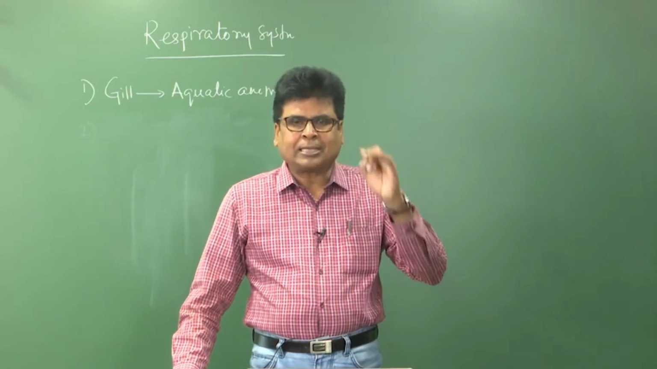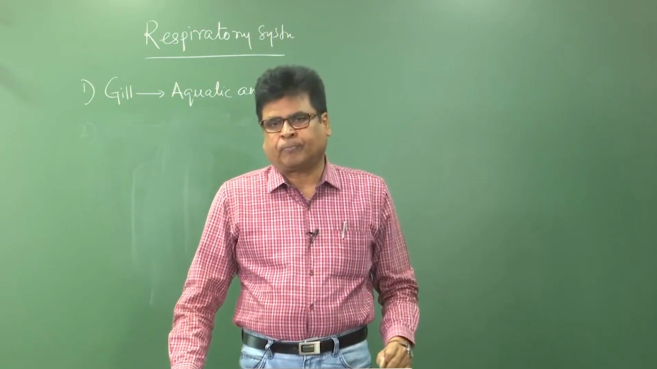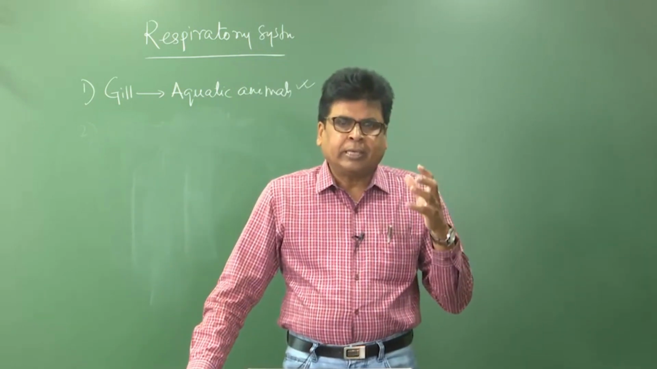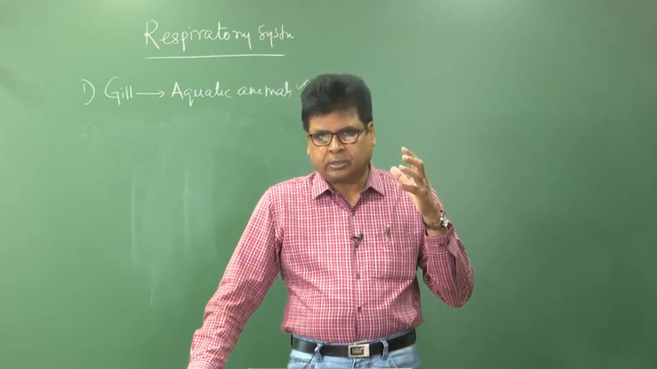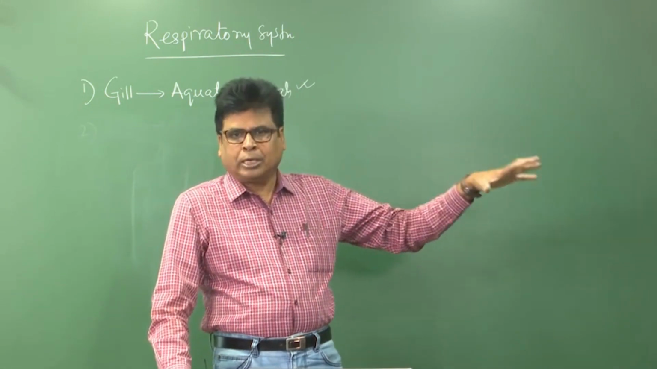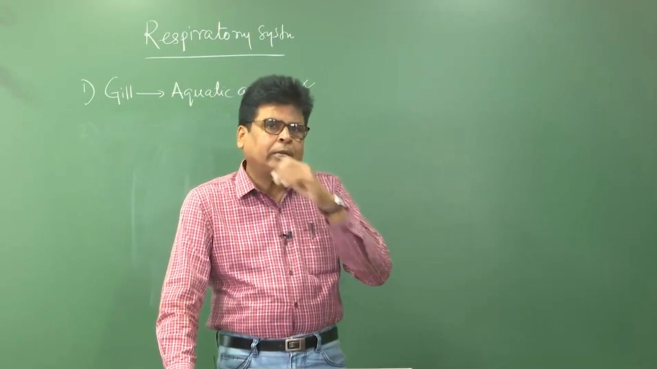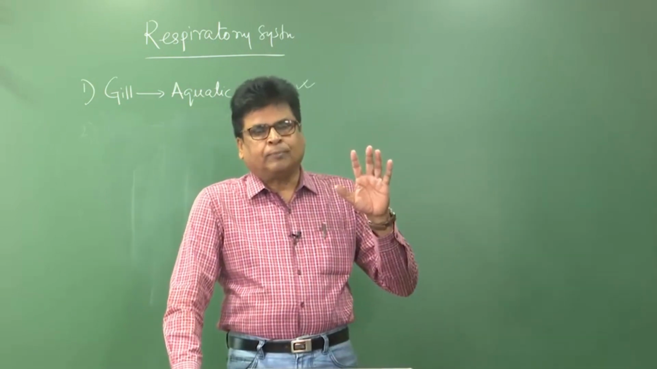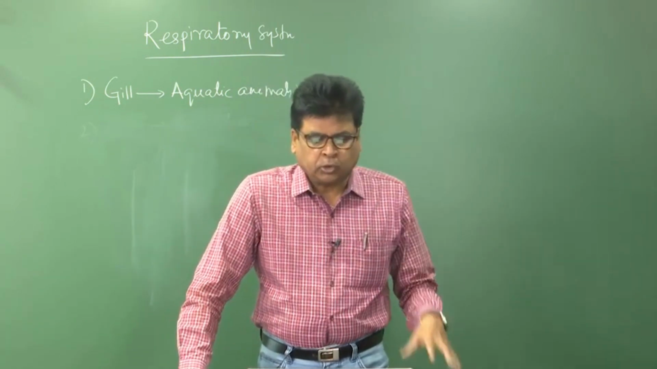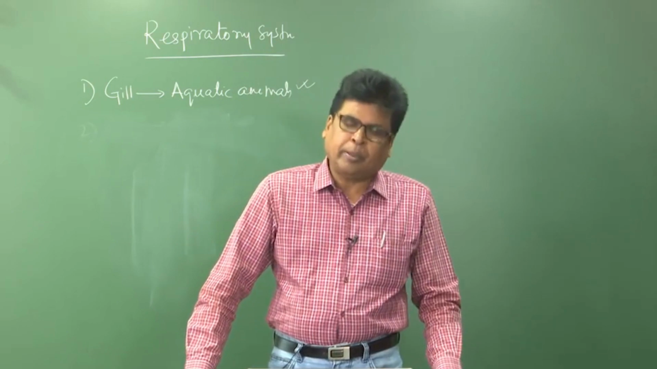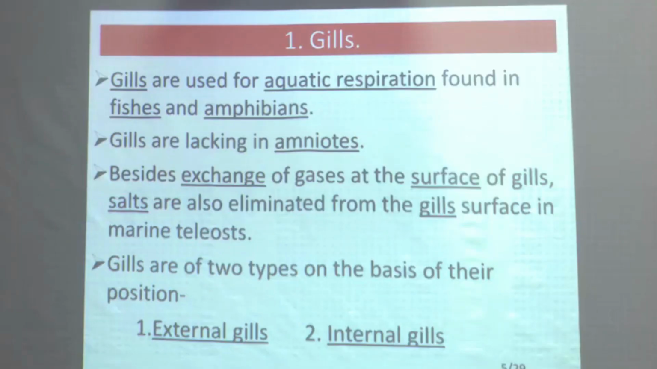Again we know fishes are completely aquatic in nature, but amphibians are actually dual habitant. That means in their larval stage they actually remain in water, and some amphibia also remain in water, but the adult actually dwell at the terrestrial medium. So amphibians also possess this type of gills along with that of the fishes. So gills are the aquatic respiration organ found in fishes and amphibians. Secondly, the gills are not found in case of amniotes, that is higher vertebrates.